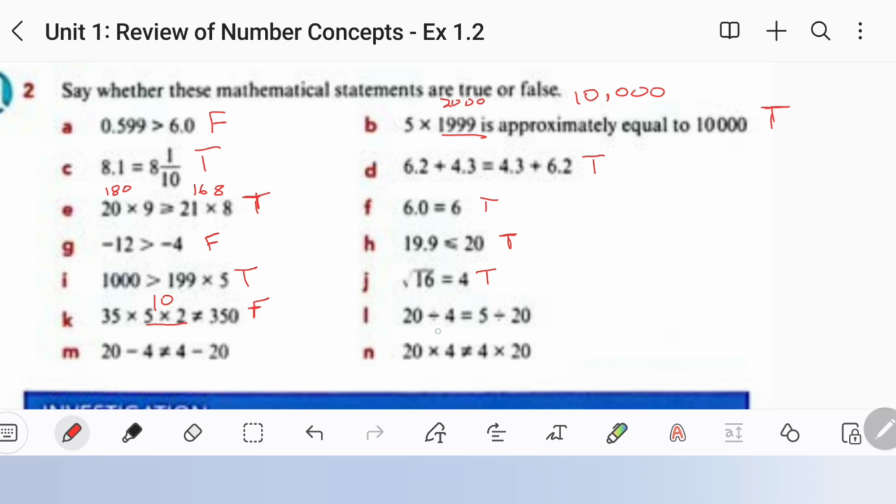Okay, then we have L. 20 divided by 4 equals 5 divided by 20. So this is definitely false, because division is not commutative, and also they have changed the numbers. Then we have 20 minus 4 is not equal to 4 minus 20. This is true, because subtraction is not commutative. And then we have N. 20 times 4 is not equal to 4 times 20. This is false, because this is equal.